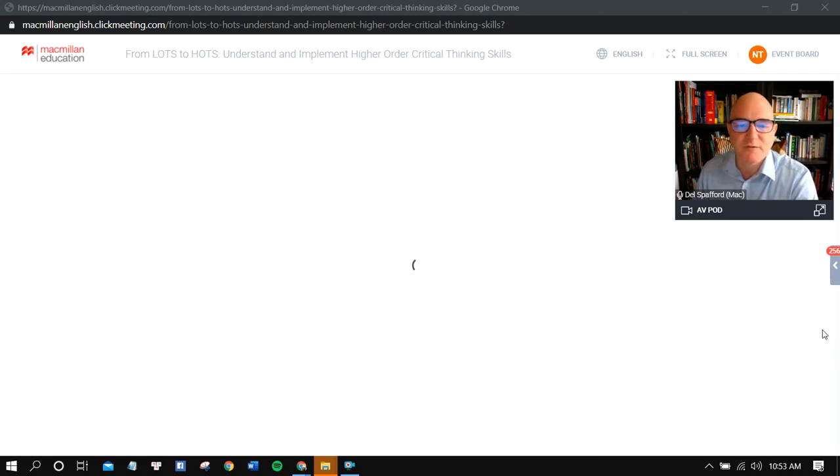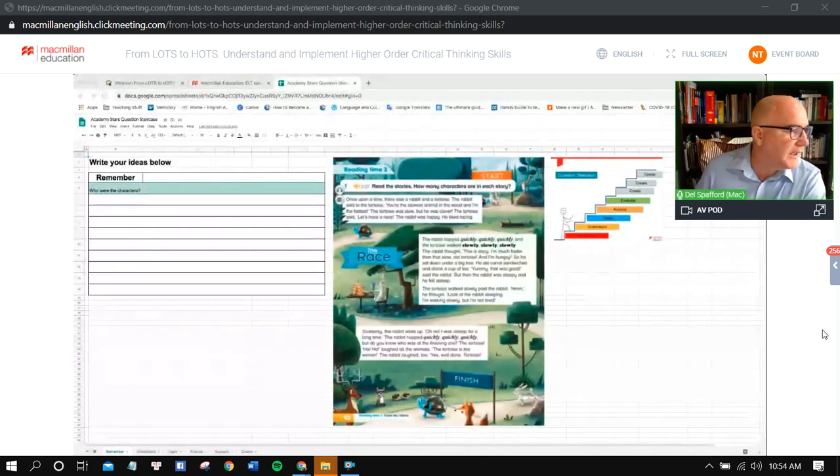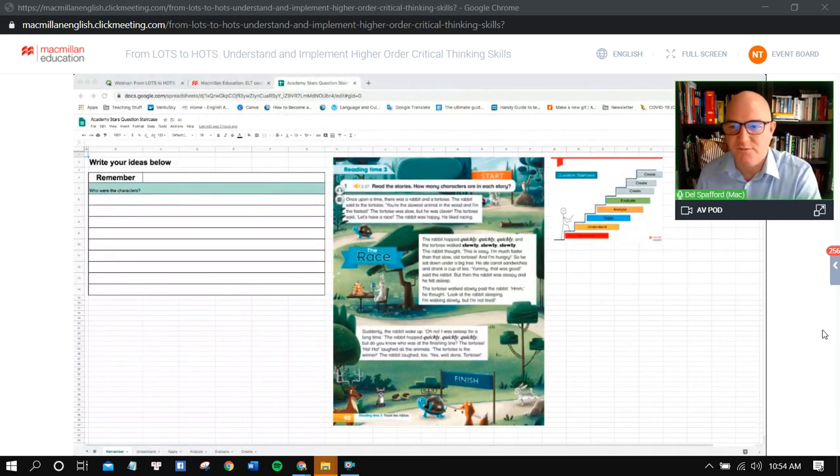So you can see this Google Sheet here. In a second, there it is. Okay, now the story we're going to look at is a very famous story. It's a story about the hare and the tortoise. Or, in this story, it's the rabbit and the tortoise.